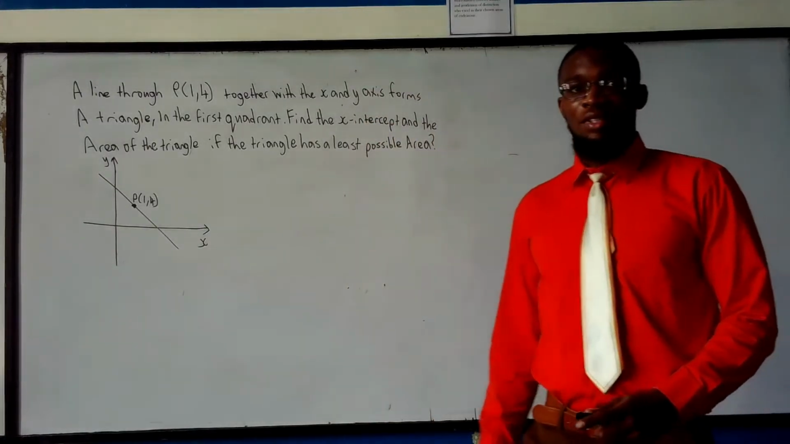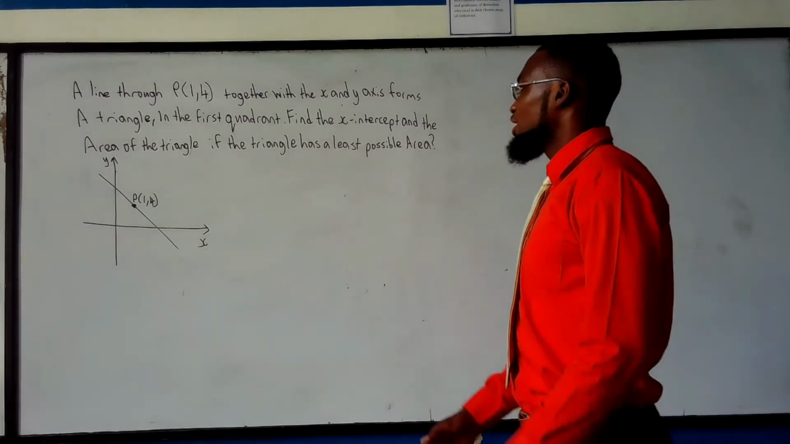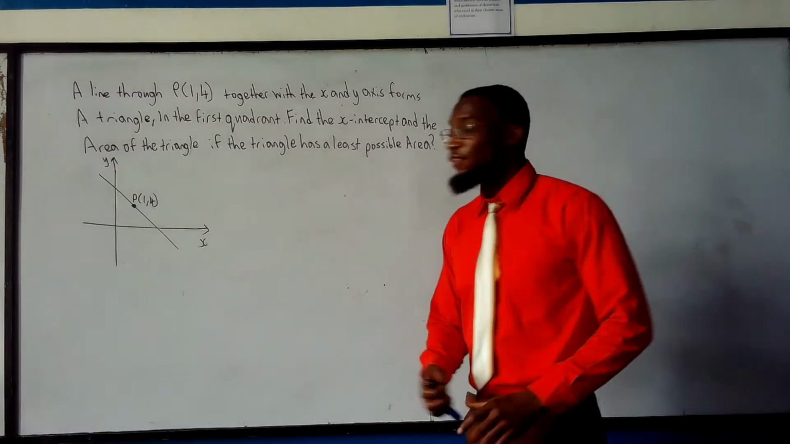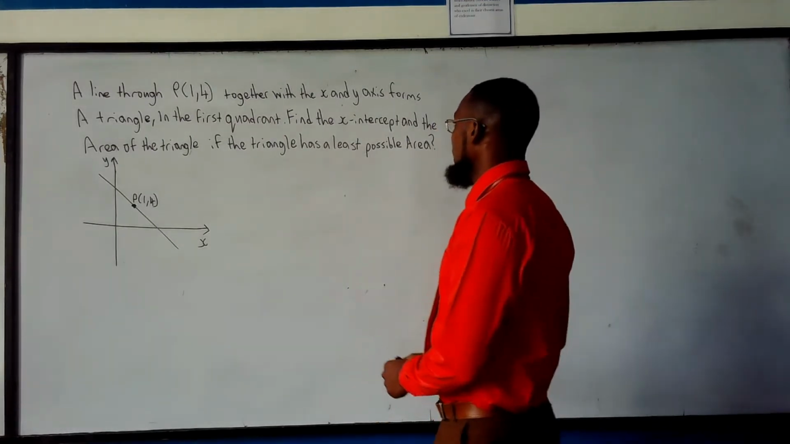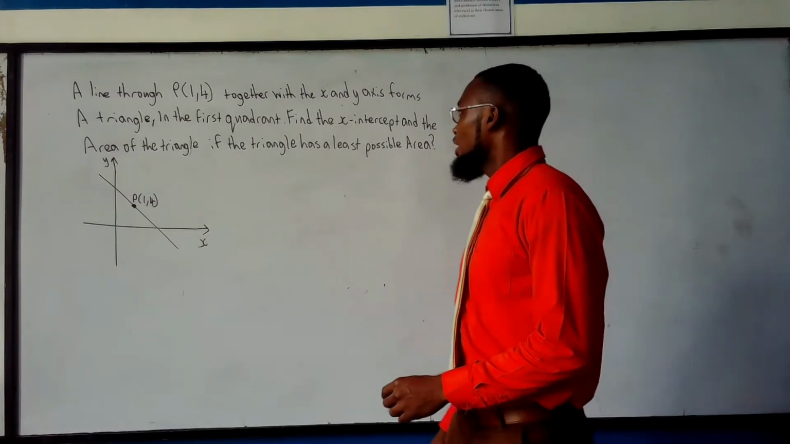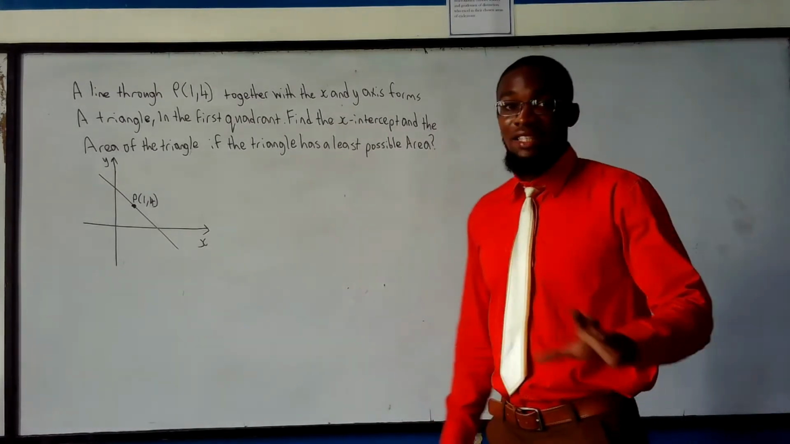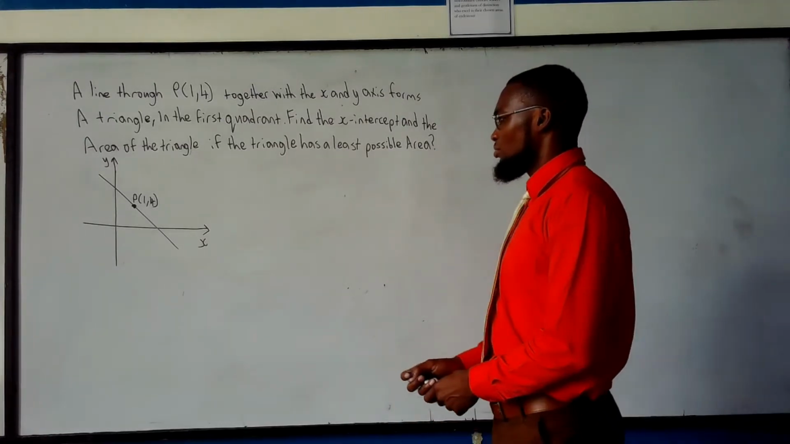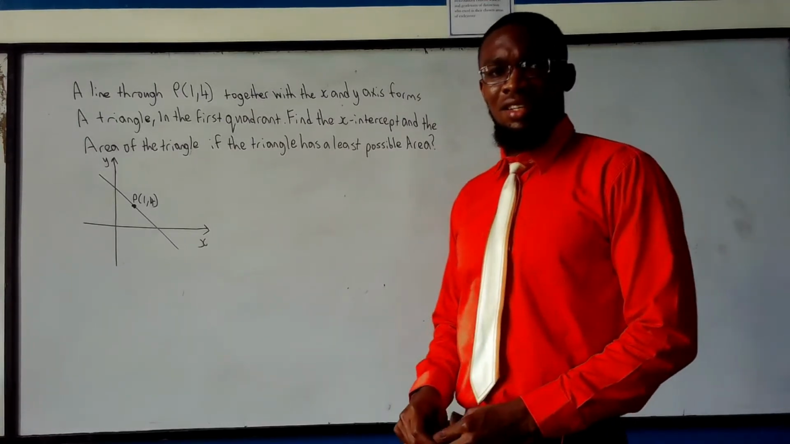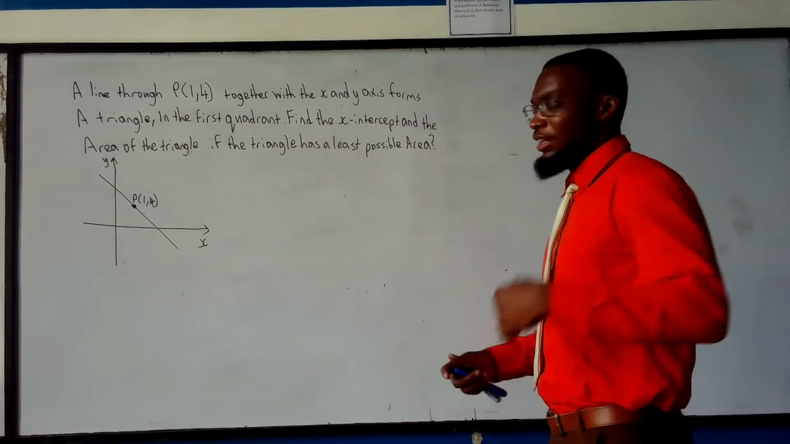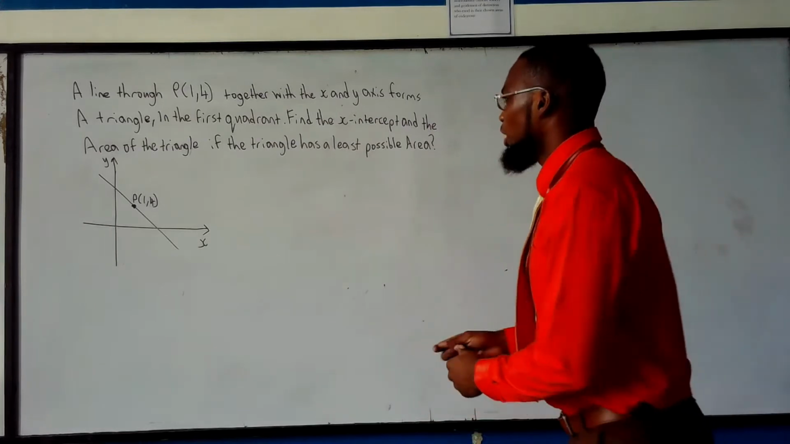Alright, this question says a line passes through the point together with the x and y axis and forms a triangle in the first quadrant. Find the x-intercept and the area of the triangle if the triangle has the least possible area. Now, first thing is, this question looks funny. I don't know what to do, but let's just break it down, right? We need to break it down.